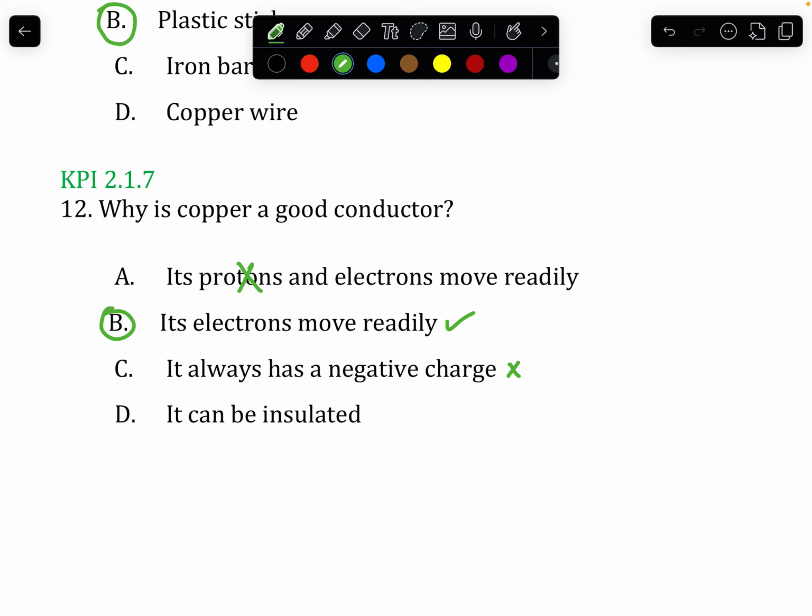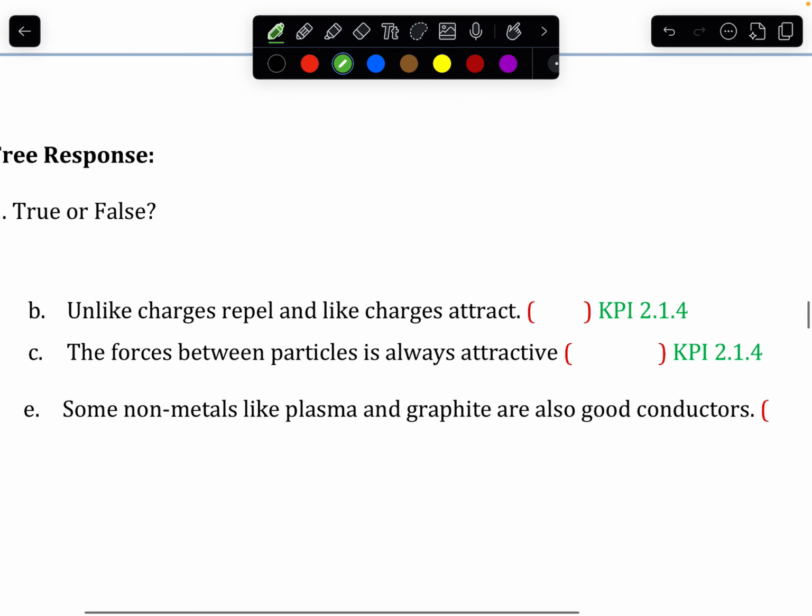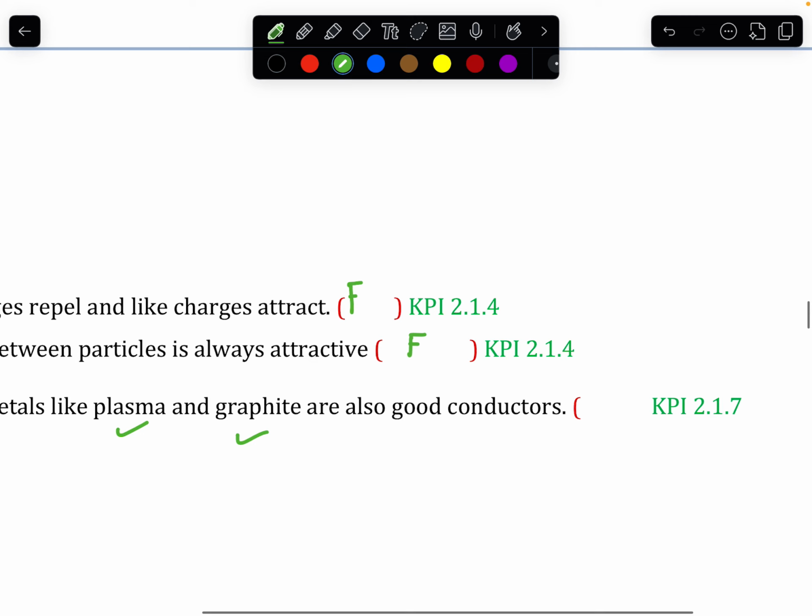Okay. Finally, true or false. Unlike charges repel and like charges attract. That's certainly false. The force between particles is always attractive? Also, it can be repulsive. Some nonmetals like plasma and graphite are also good conductors. That's true.